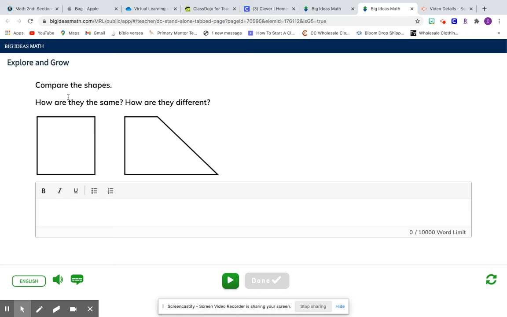All right, if you notice, both of these shapes have 1, 2, 3, 4 sides. 1, 2, 3, 4. So they're both quadrilaterals, but this one is a square that has 4 right angles, and this one has 4 angles, but it only has 2 right angles. So one way that they're the same is that they're both quadrilaterals. Another way that they're the same is they both have 4 angles. And one way that they are different is that this one has 4 right angles and this one has 2 right angles.